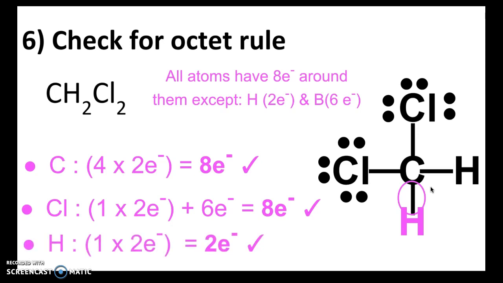And that's not a violation of the octet rule because remember hydrogen is an exception, so it wants to have 2 electrons. If I had a hydrogen with 4 electrons or 6 or 8, I would be concerned. That's when I would know there's something wrong with my structure. But since it has 2 electrons, I know that looks good.